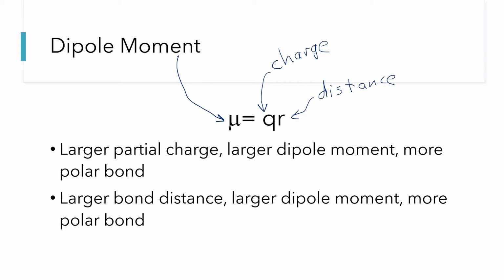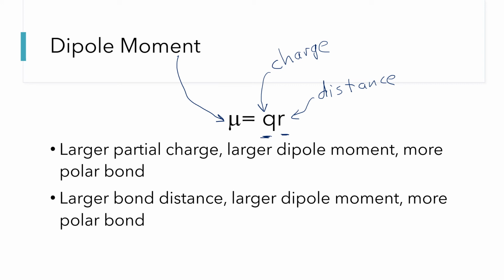And the two implications that I'd like to point out here are the role of Q, the charge, and the role of the distance. So since we're multiplying those two things together, the dipole moment is directly proportional to each. So if we have a larger partial charge, we're going to have a larger dipole moment. The bigger the dipole moment, the more polar the bond is.